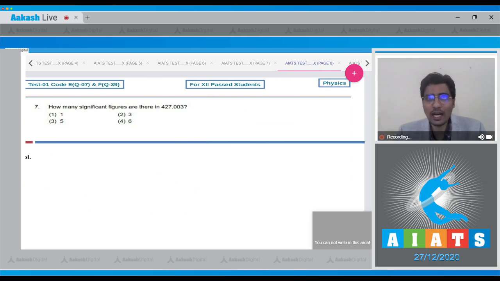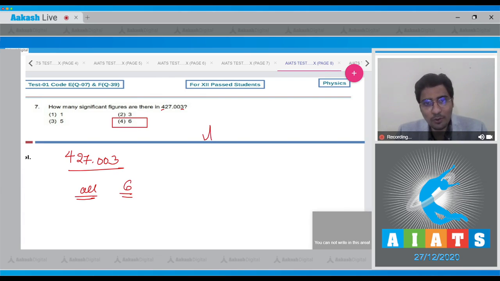In this question, it is asked how many significant figures are there in 427.003. Dear student, between any two non-zero digits, all the digits are significant, and hence for this quantity, that is 427.003, all the digits are significant, and herein the total number of digits is 6. Therefore, we can write down that for this question 4 comes out to be the correct option. Now let us move to the next question.